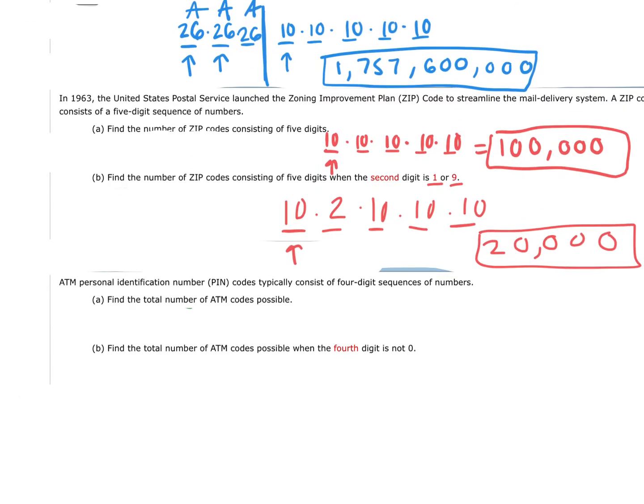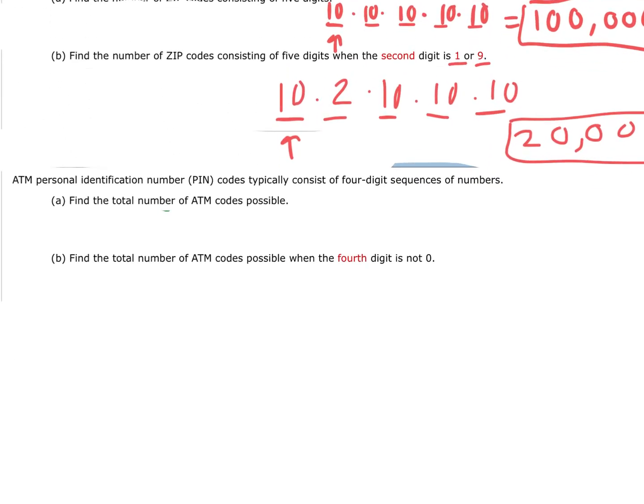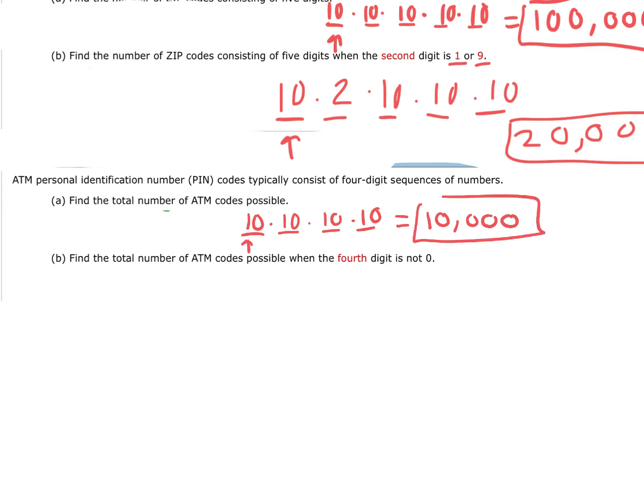All right, next. ATM personal identification number PIN codes typically consist of 4-digit sequence of numbers. Find the total number of ATM codes possible. So we have 4 spaces. How many different numbers could we have in our first spot? 10. What about our second? 10, 10, and 10. We have no restrictions here, so it could be any number and it can be repeated. So we have 10,000.